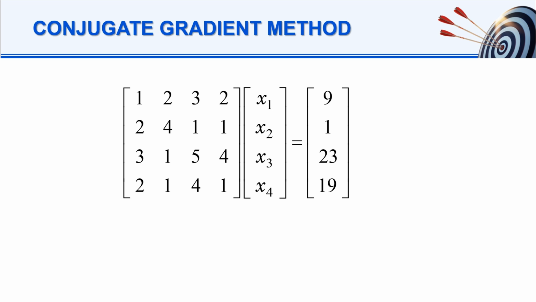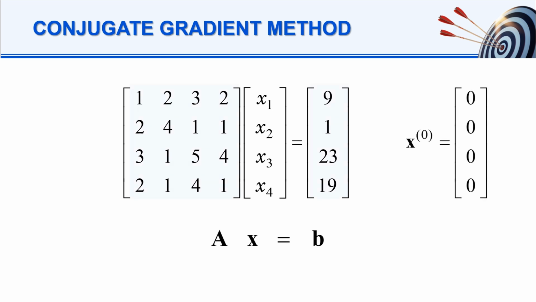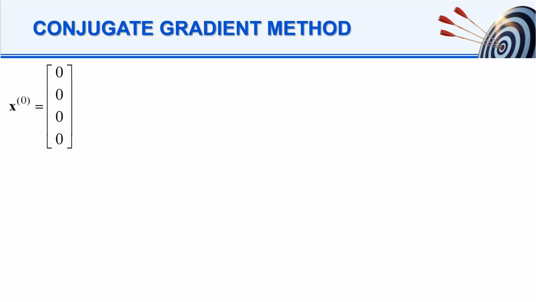The linear system in matrix form can be cast as follows. The initial guess is the 0 vector. Here, A is the coefficient matrix and b is the right-hand side vector. The initial guess vector is given. We use this to compute the initial residual vector, which is determined to be equal to vector b.